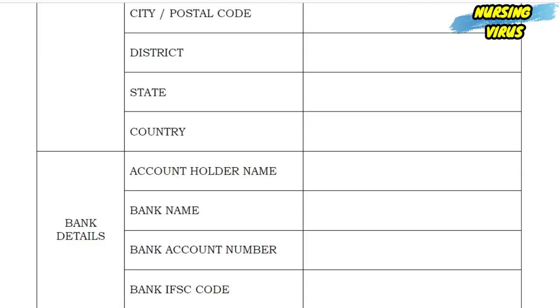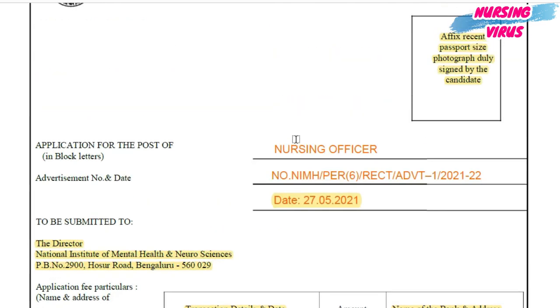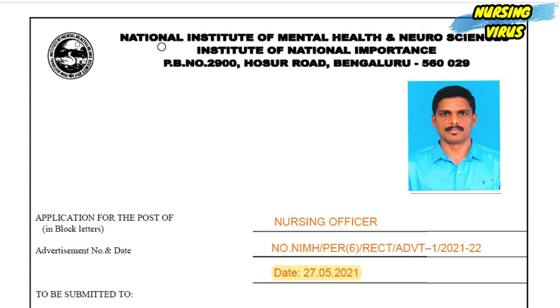The application can be sent to the address mentioned here: the Director, National Institute of Mental Health and Neuroscience, Post Box Number 2900, Hosur Road, Bangalore 560029. This is the postal address you need to send it to. You can send the application through speed post or courier. So that's all about filling in the exam application for NIMHANS for the post of nursing officer.